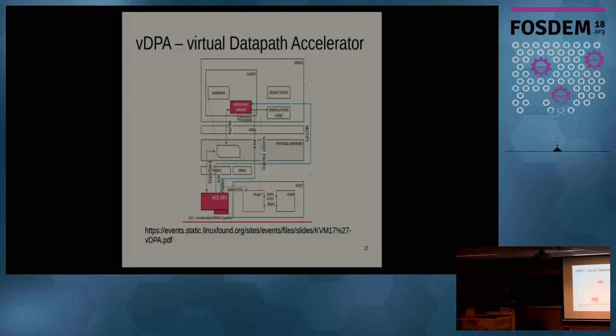This picture includes the accelerator device, and as you can see, the control path is still emulated, but this is not a bad thing because it's not performance critical. But the data path is now handled by this hardware device, and that can write directly into the vRing.